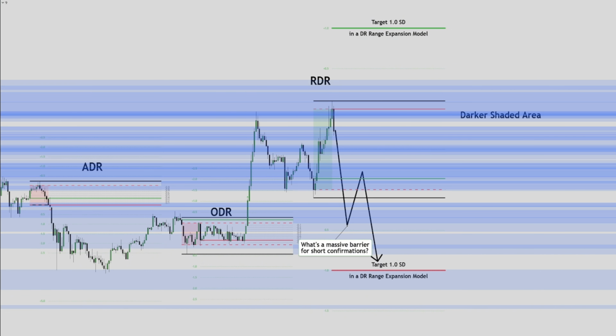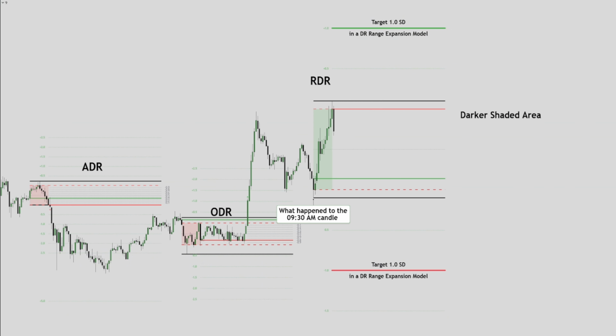I'll give you a hint. Look at the 9:30 a.m. opening candle. Ask yourself, what caused that explosive move to the upside that took out the overnight session highs? It's the aftermarket session mid rejected, precisely. One of the most critical levels in the entire DR-IDR intraday cycle, especially inside a range expansion model.